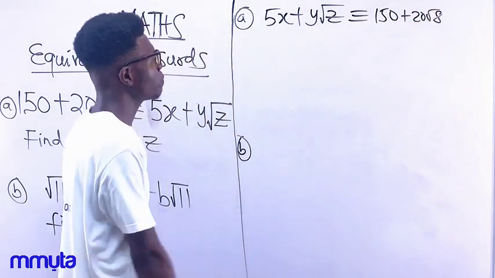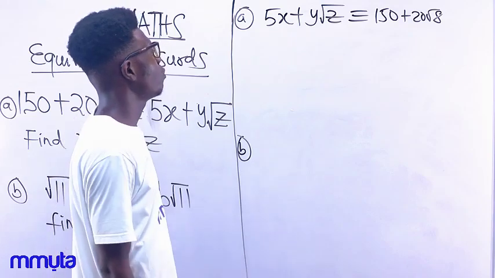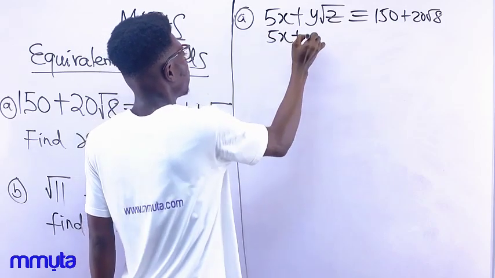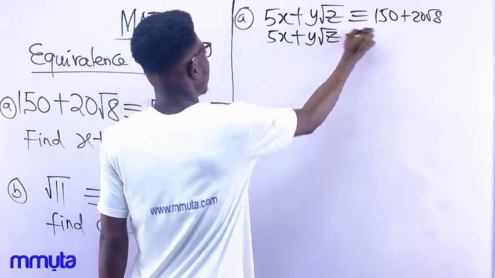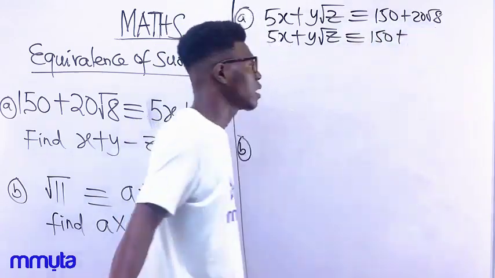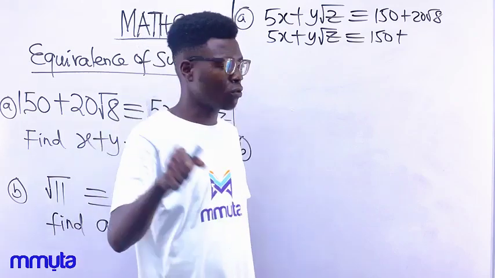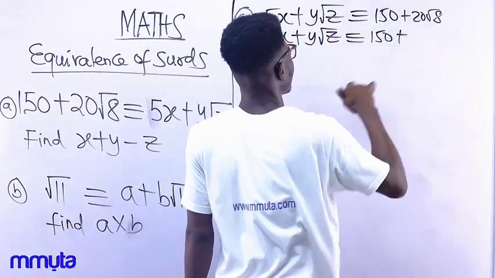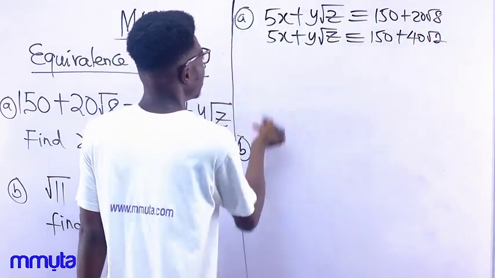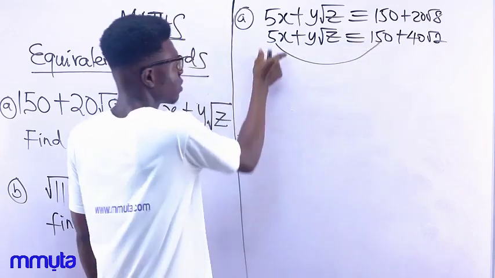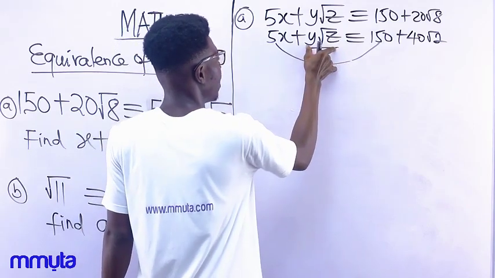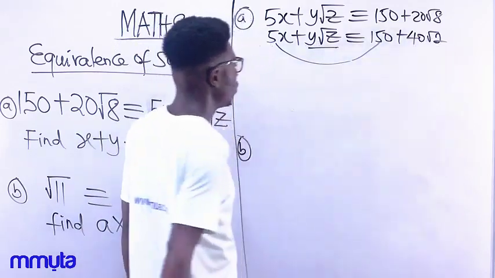From this point, we can further break it down, and then we are going to have 5x plus y root z is equivalent to 150 plus this root 8, which is actually 2 root 2. So 20 times 2 root 2 is going to give us 40 root 2. We are now going to have it that 5x is equal to 150 because it is standing alone, and 150 here is standing alone. So from here now, y root z is the same as 40 root 2.